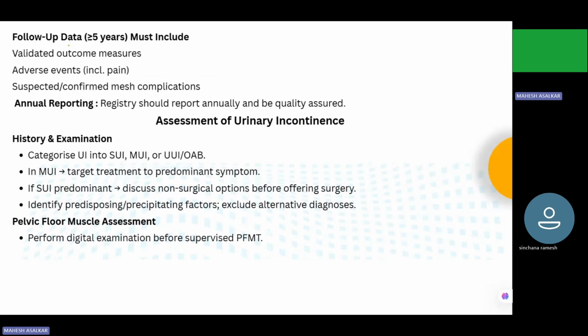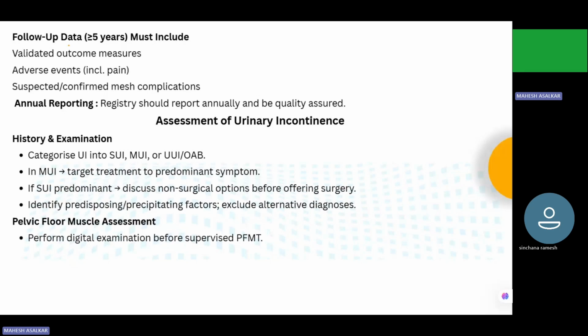Okay. And follow-up data over a period of 5 years must include validated outcome measures. So what is the outcome, because you are entering the surgeries also. So at the end of 5 years, validated outcome measures should be there. Adverse events, including pain, should be noted, and suspected or confirmed mesh complications. Okay, there should be annual reporting. The registry should report annually and be quality assured. So there should be some quality assurance measures also.